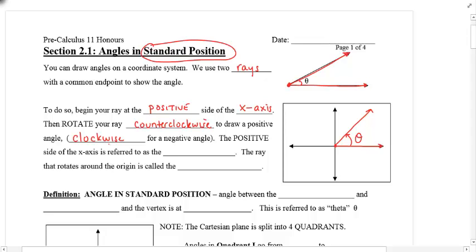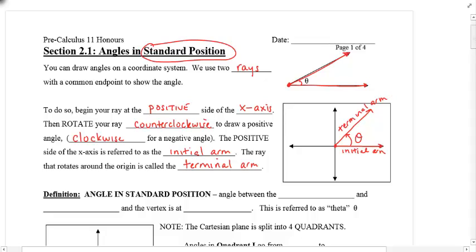And notice the positive side of the x-axis, that's over here, is called the initial arm. And the other ray, the one that rotates around the origin, is called the terminal arm. So over here, terminal arm.